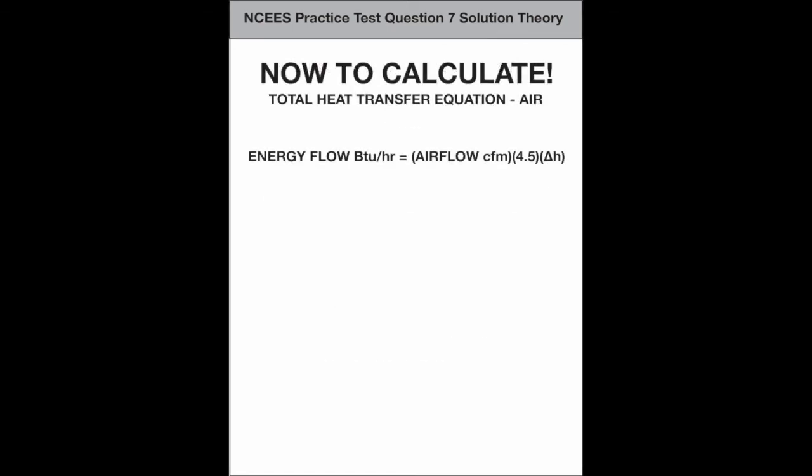Energy flow in BTU per hour is equal to airflow in CFM times 4.5 times delta enthalpy.